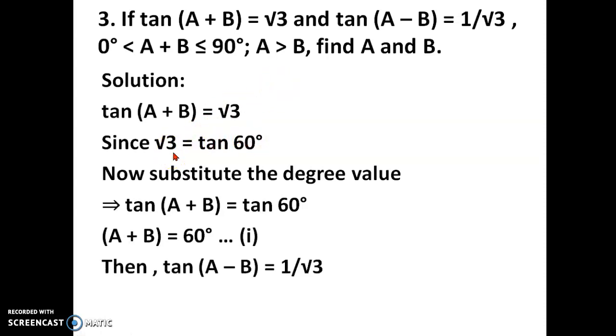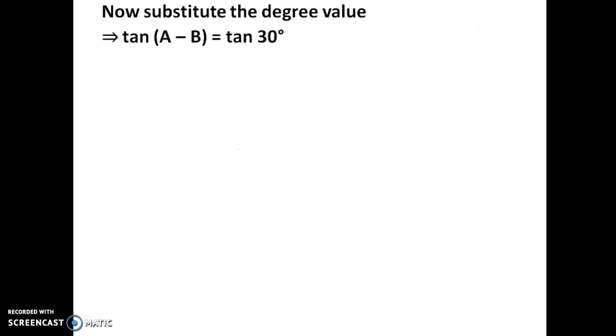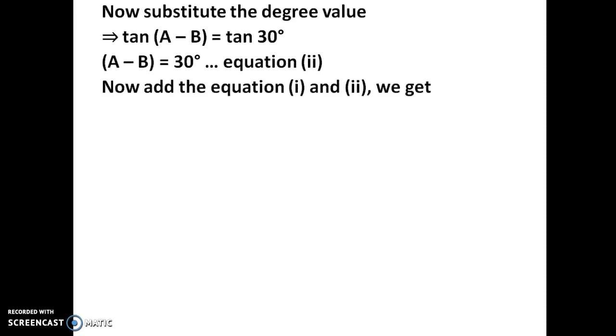Now similarly A minus B. Which value of tan will give you 1 by root 3? It is tan 30. That means A minus B equal to 30. That's your second equation. Now we are going to add equation 1 and equation 2. So A plus B plus A minus B equal to 60 plus 30. Plus B minus B will get cancelled, so you will get 2A equal to 90.